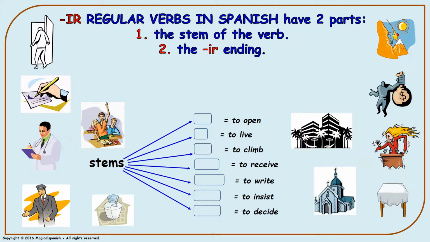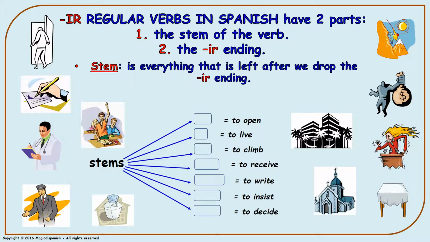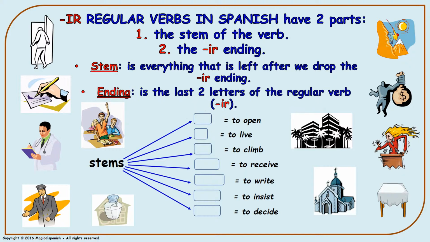IR regular verbs in Spanish have two parts. Number 1, the stem of the verb. Number 2, the IR ending. It is important to remember that the stem of the verb is everything that is left after we drop the IR ending. And the ending of the verb is the last two letters of the regular verb. In this case, it's going to be IR.